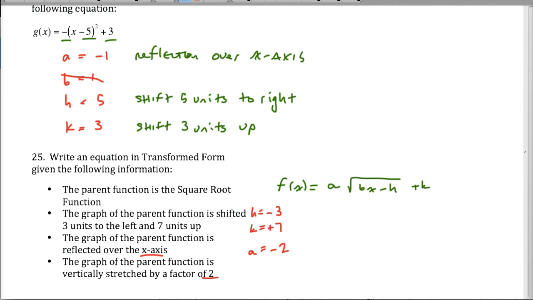So to fill in my equation, I would say f of x equals a, which is -2, times the square root of, there's no b to worry about because we didn't talk about any horizontal reflection or stretching or compression. So just x, and now it's minus h, so minus -3 is really +3, and then plus k on the outside is +7.